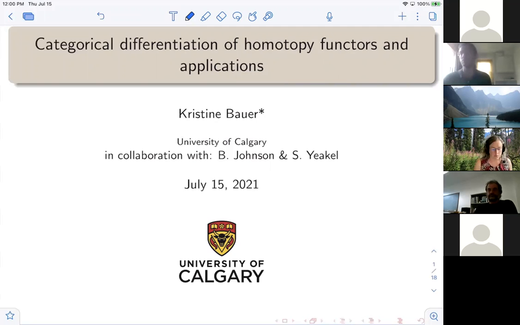Okay, so I'm going to talk about categorical differentiation of homotopy functors. In this case, I'm talking both about categorical differentiation in the sense of Blute-Cockett-Seely's differential categories, and also differentiation in the sense that we tend to think about it in topology with Goodwillie's functor calculus.